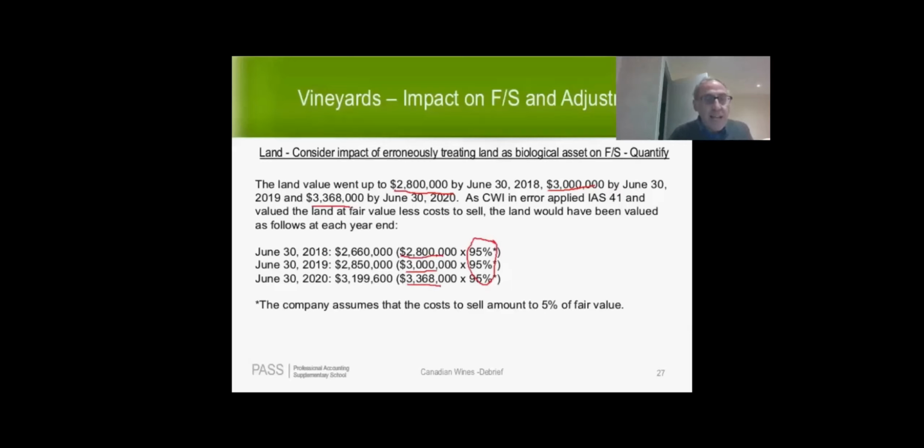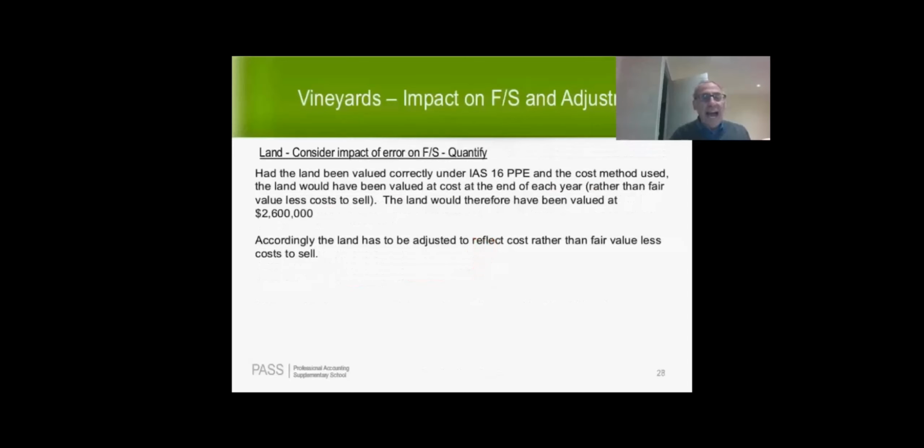So they would have valued the land at the end of 2018 at 2,660,000, at the end of 2019 at 2,850,000, and at the end of 2020 at 3,199,600. Had the land, on the other hand, been valued correctly under IAS 16, and had the cost method been used, which is the company's policy, then they would have simply valued the land at the end of each period based on cost. And we know that that would be 2.6 million, okay? So accordingly, the land has to be adjusted to reflect cost rather than fair value less cost to sell.